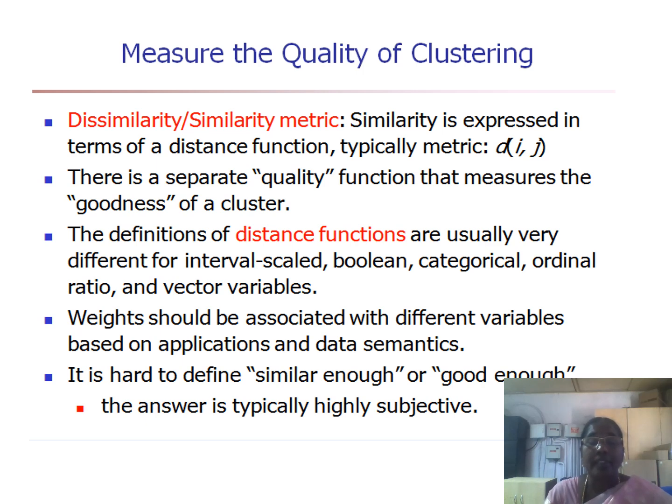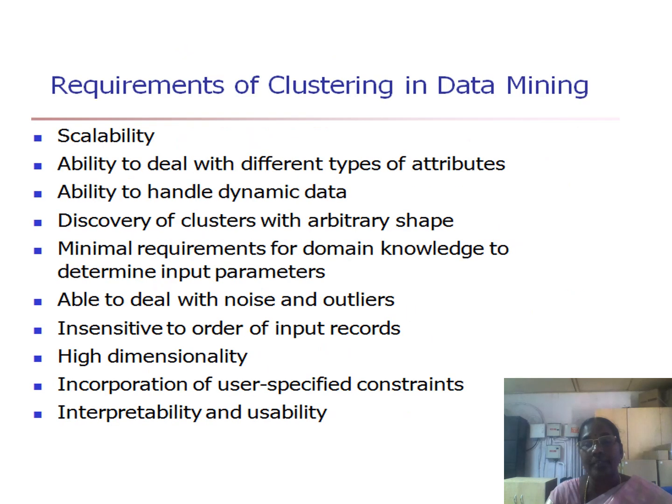So these are all the different types of variables used in clustering, but the distance function differs depending upon the data types we use, and may be associated with different weights based upon the application and data semantics. Okay, and it is hard to define similar enough or good enough. The answer is highly subjective, right? So these are the different measures and different data types used in clustering.